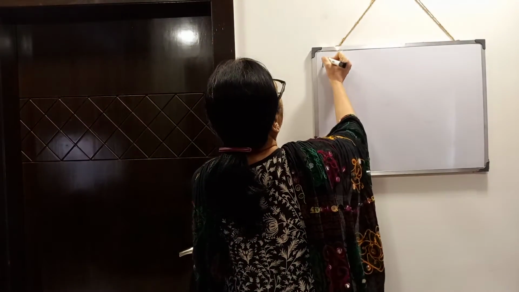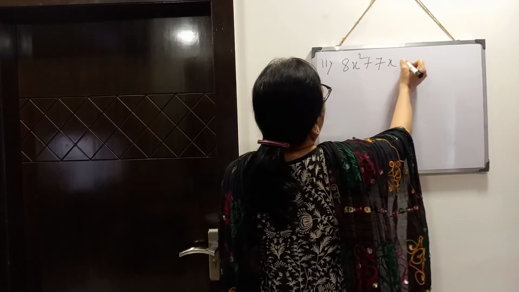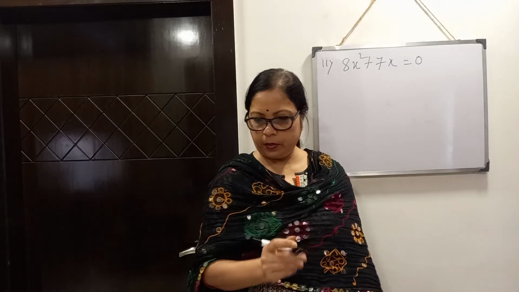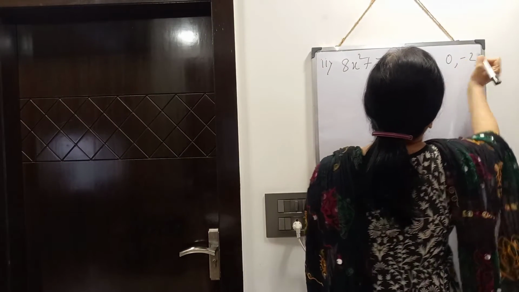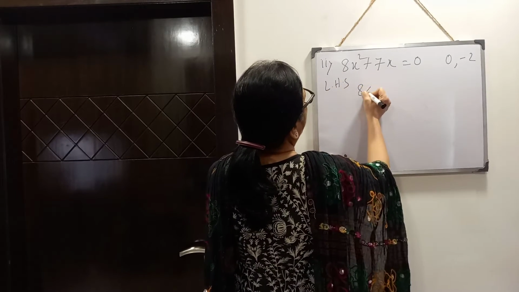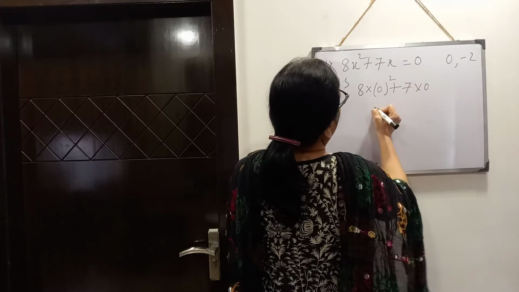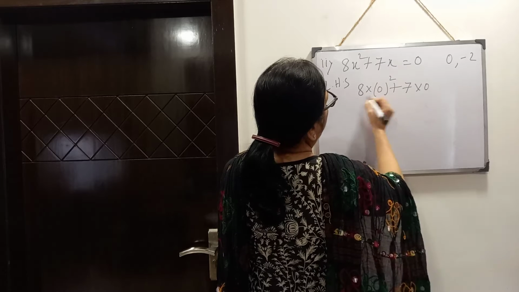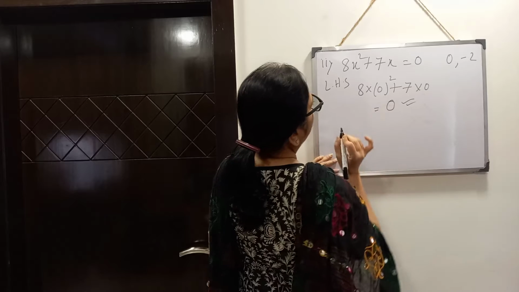The next one, 8x square plus 7x equals to 0. This is the equation, and roots are given 0 and minus 2. So left hand side, first we will put 0. What is coming? 8 into 0 means 0, plus 7 into 0 means 0. We are getting 0. This is possible.